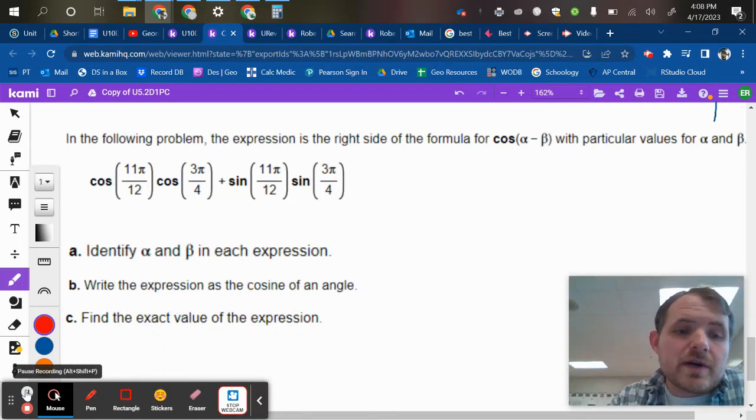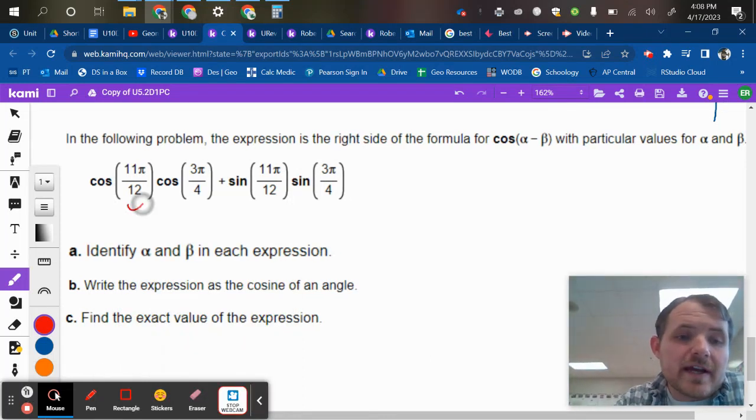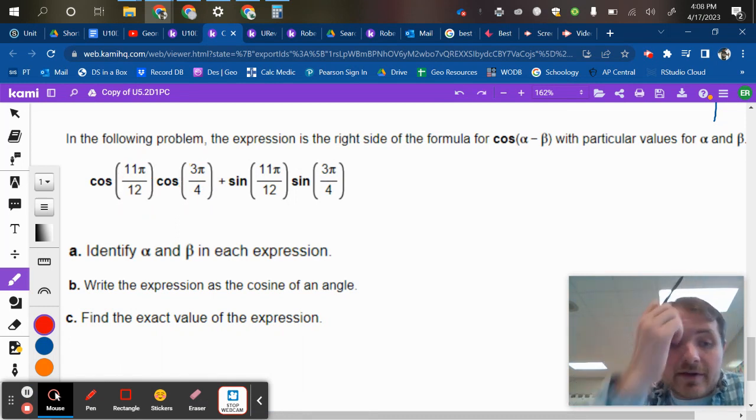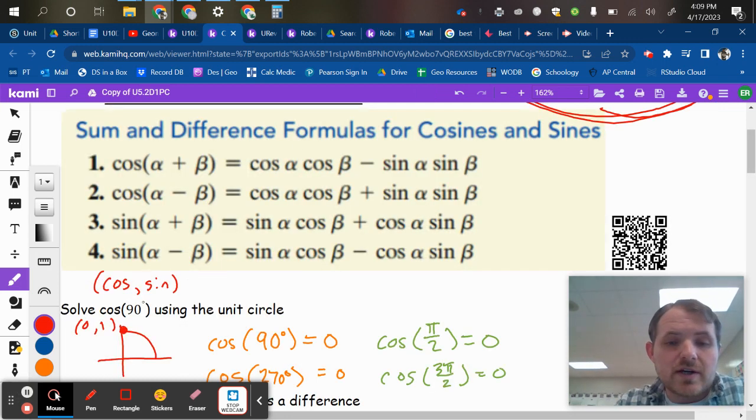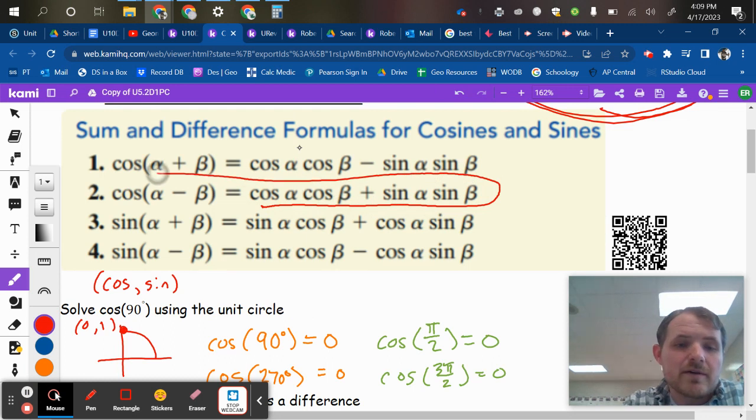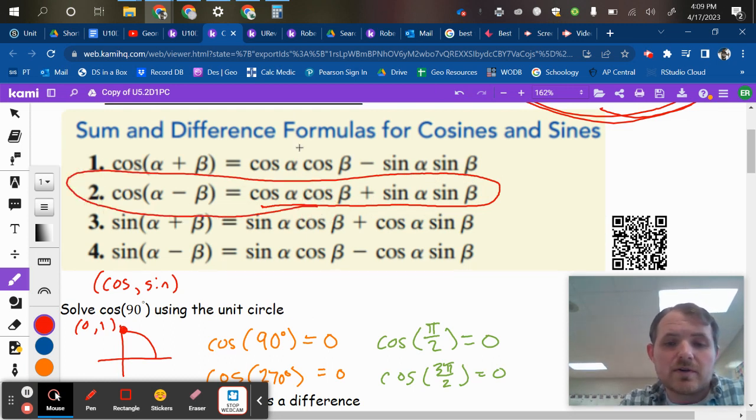Okay, so we have a situation where we have two different angles, two different radians. So those are going to be my A and my B value. I'm just going to call the first one alpha and the second one beta. I want to look at my formula sheet at the top of this paper and see what goes cosine cosine plus sine sine. The equation that goes cosine cosine plus sine sine is this second formula right there. Again, we're looking at the cosine cosine plus sine sine.